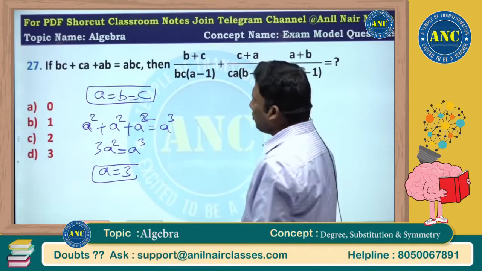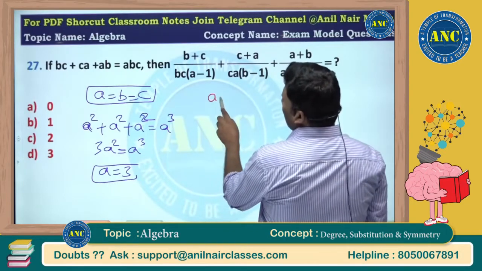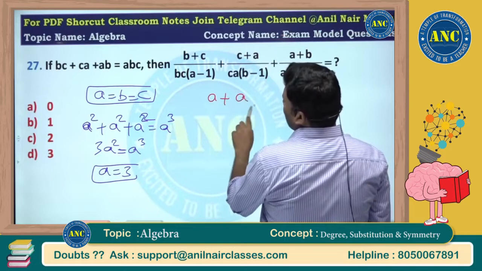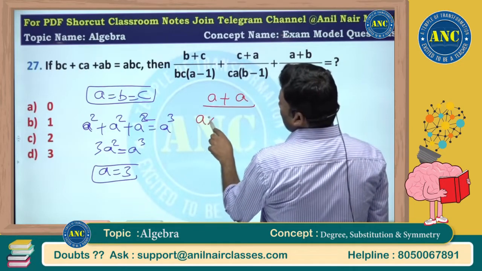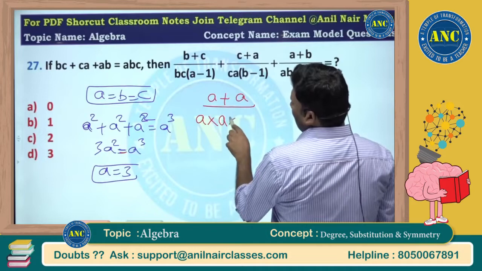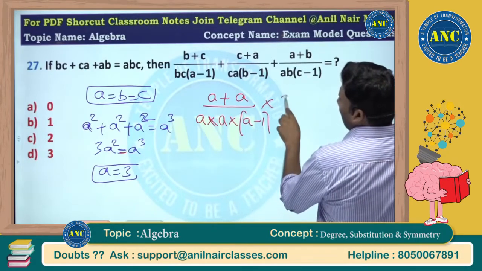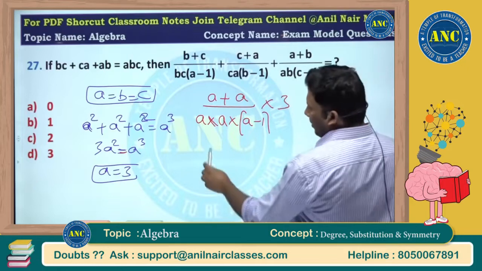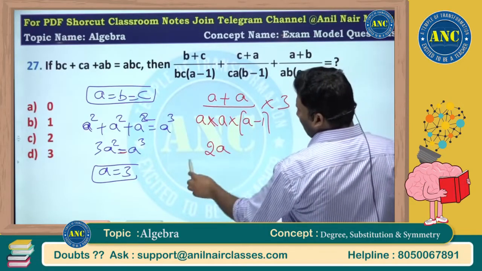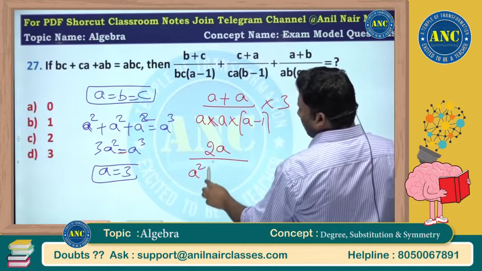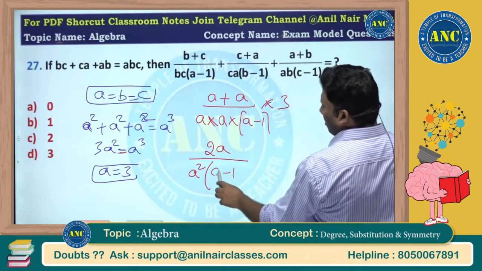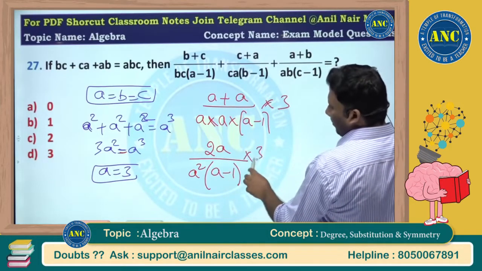So wherever B is there, put A. Wherever C is there, put A, into A minus 1. The same thing, it is added 3 times, so it is A. A plus A, 2A, divided by A square into A minus 1 into 3.